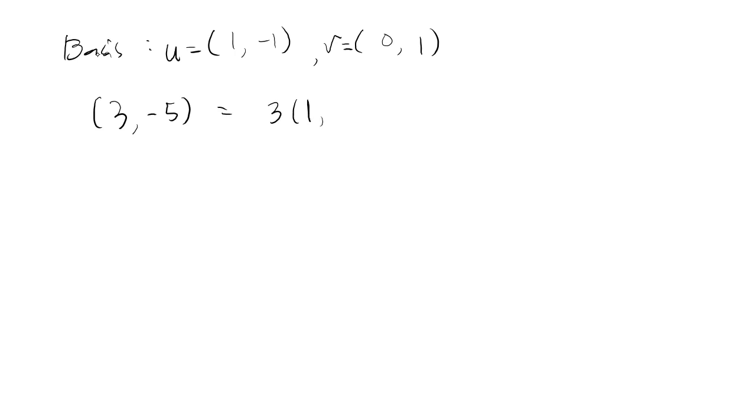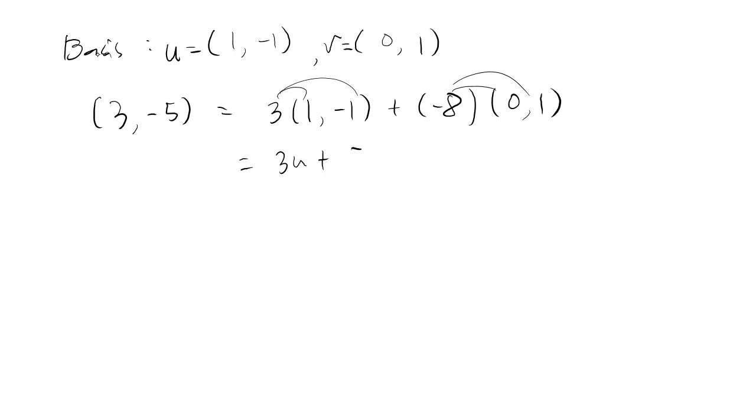3 times (1, -1), and then let's see, it requires -8 times (0, 1), right? If you multiply and add them up, you'll see that it's the same as this. So it's really 3U plus -8V.